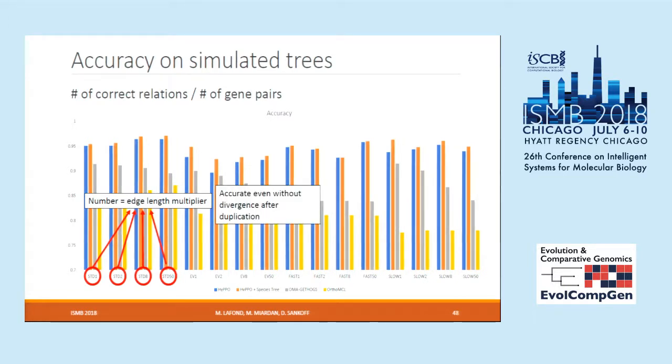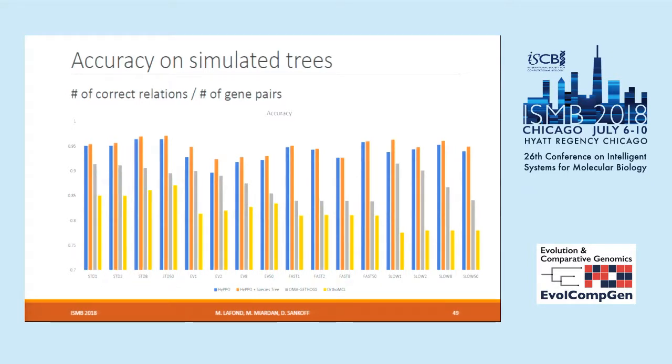Okay, one important point is that you have these STD1, EV1, and so on, which are the gene trees that did not have this divergence after duplication, no multiplied edges, and we're accurate even if we do not have this divergence, which was an important factor for the reviewers. So we built this whole model with this idea of divergence after duplication, but we don't need it. It's still accurate.